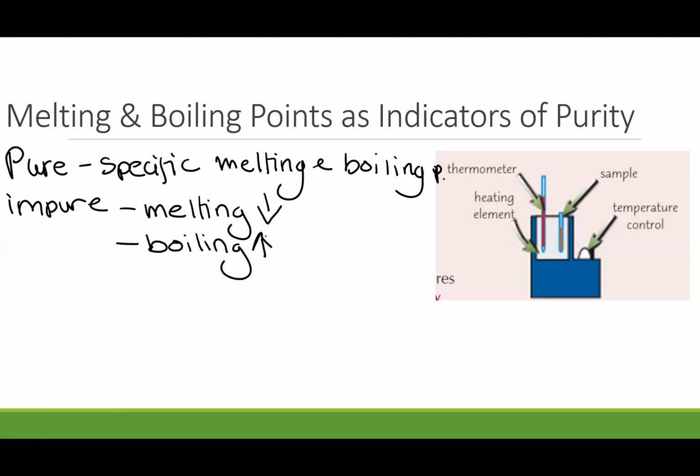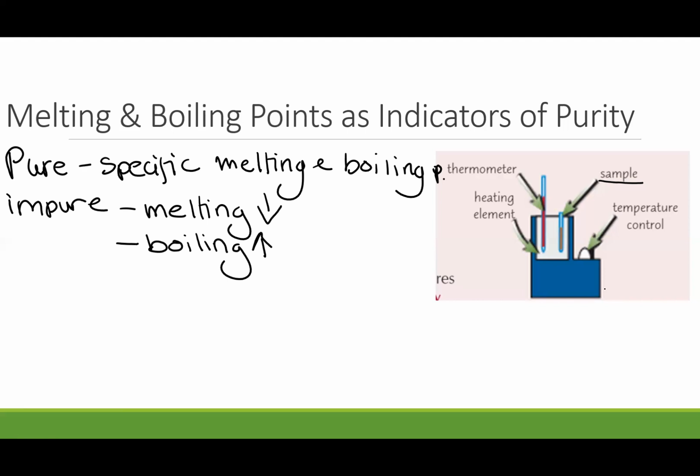We can use what you can see on the screen here, which is a melting point apparatus. This allows us to accurately determine the melting point of an organic solid. So what we do is we pack a small sample of our solid into a glass capillary tube and place it inside the heating element. We've got a temperature control on the heating element, and we increase the temperature until the sample turns from solid to liquid.